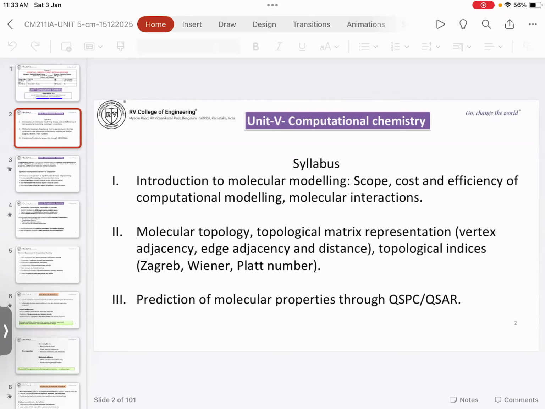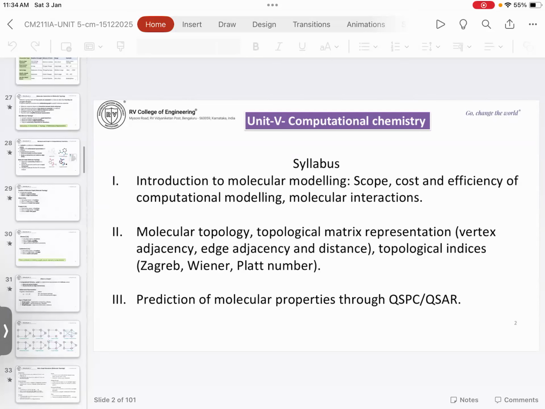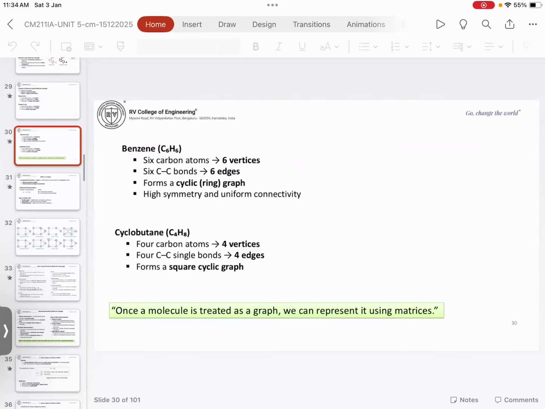In this second part of this unit, that is molecular topology, I'll be discussing molecular topology, topological matrix representation, vertex adjacency, edge adjacency, and distance matrix. So let me go to that part.